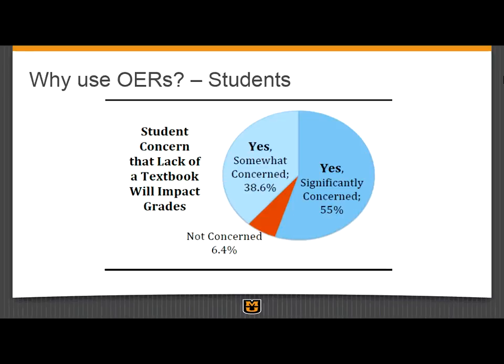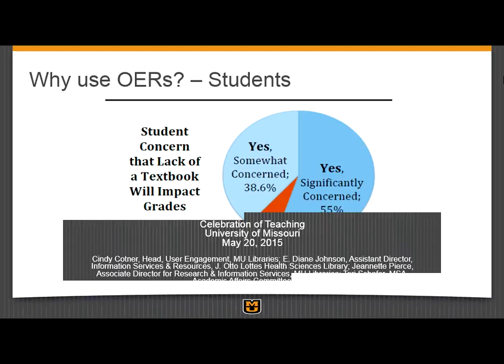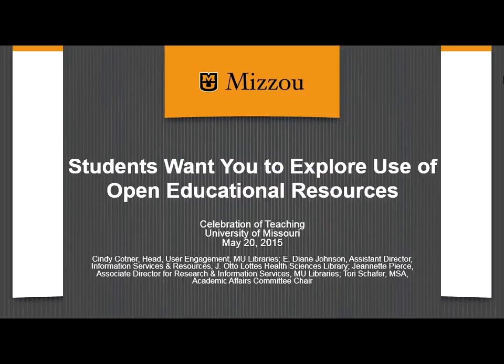The main driving factor behind using OERs is how it affects students. This chart shows the student concern that a lack of a textbook will impact their grades. Textbook costs are so high that some students just go without and are very aware of how not having a textbook will hurt their grade in the course. This led to the library really looking into OERs and giving a presentation at the Celebration of Teaching last May that's held here every year. And this is where I have these figures from, and they've been confirmed by several sources.